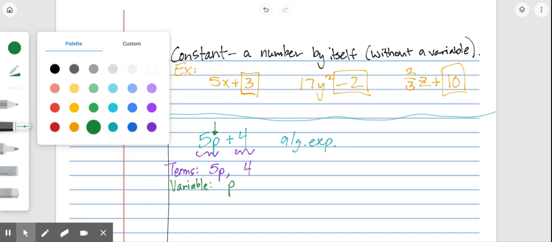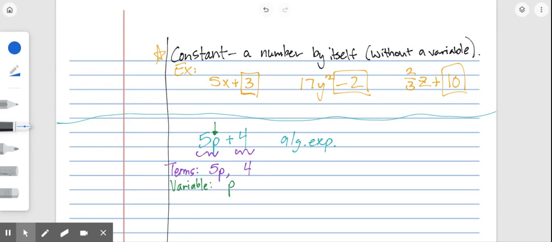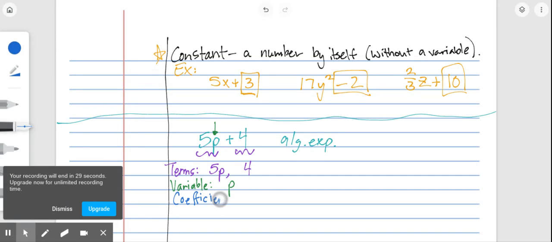Now what about coefficients? Coefficients, let's do blue. Coefficients, remember, are the numbers that are attached to the variable. So we know p is the variable. The number that's attached to the variable is this 5. So I know that 5 is the coefficient. And the last thing that we talked about just now is constants. Constant. And I know that the constant is by itself, which means 4 is the constant. Okay, so then that's how we break down an algebraic expression.